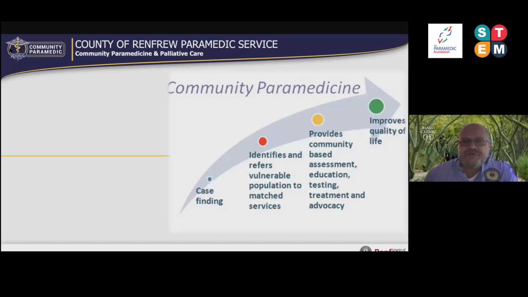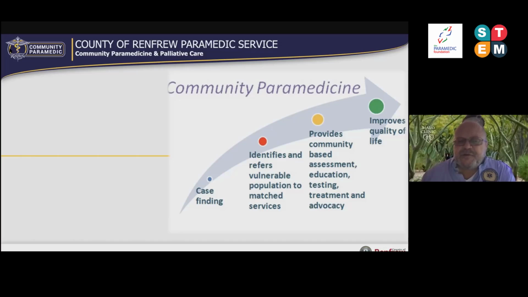In terms of what they do, case finding occurs through emergency calls where other paramedics identify a patient that could benefit from a community paramedic program. It might be referrals coming in from a clinic. So, for example, if a physician is following a patient and they know that they're vulnerable and they miss an appointment, sometimes they'll make a referral and ask the community paramedics to go to the home and make sure they're okay, and might specify something specific that they want done. The community paramedicine program identifies and refers vulnerable populations to match services.